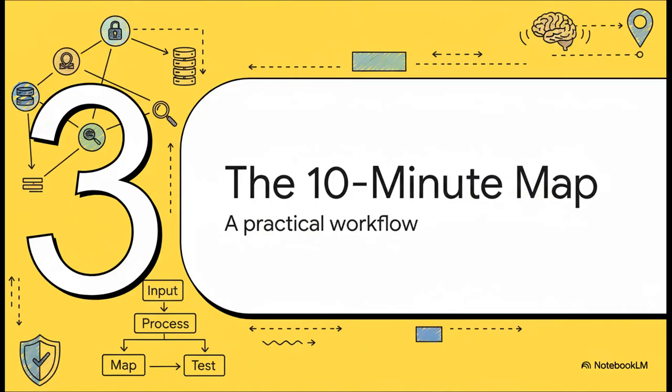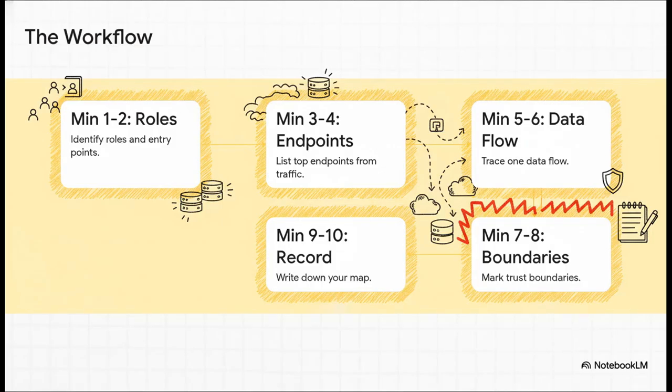Okay, so we've seen the problems. Enough of the don'ts, let's get to the do's. It's time to build something. This is the simple, practical workflow for creating that map we've been talking about. And seriously, the workflow itself couldn't be simpler. We're not talking about creating some beautiful, complex architectural diagram. No, in 10 minutes, you just identify the user roles, watch the network traffic for a minute to spot the main endpoints, follow one piece of data through the system, highlight where trust levels change, and then, and this is the crucial part, you actually write it down.